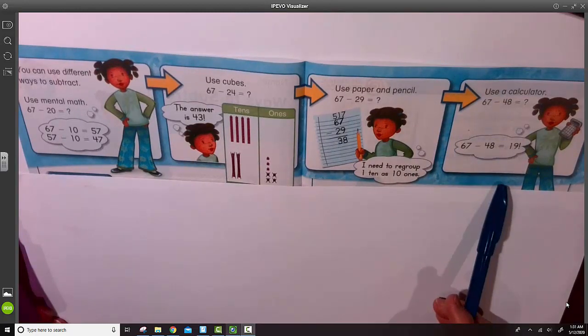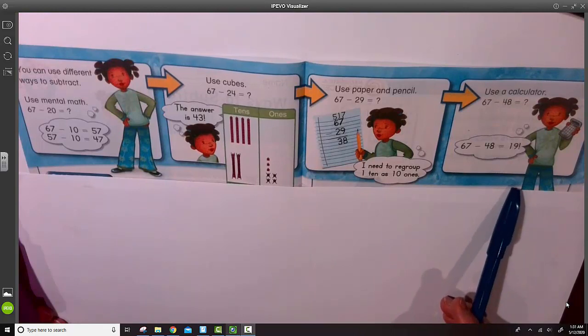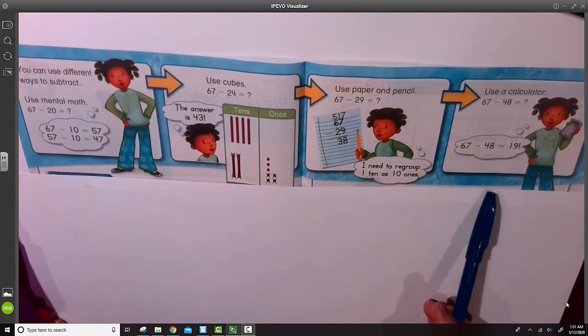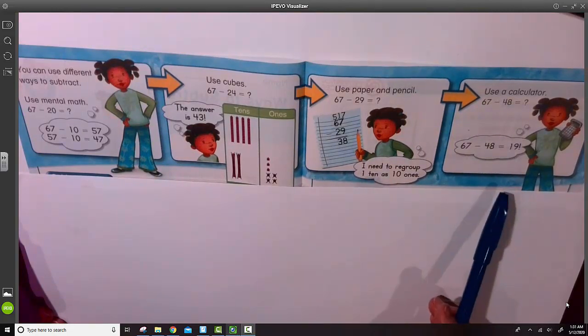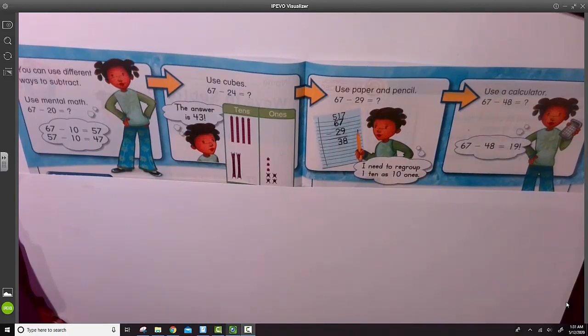A choice is given to use a calculator. At this point in time, I don't believe a calculator is your best choice. If you're working with extremely large numbers, then it might be a choice that could be used. But at this point in time, a calculator is not our best choice.